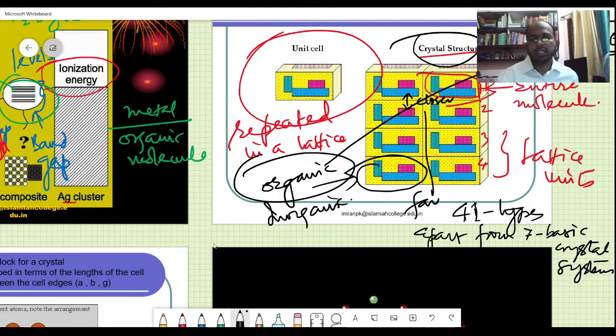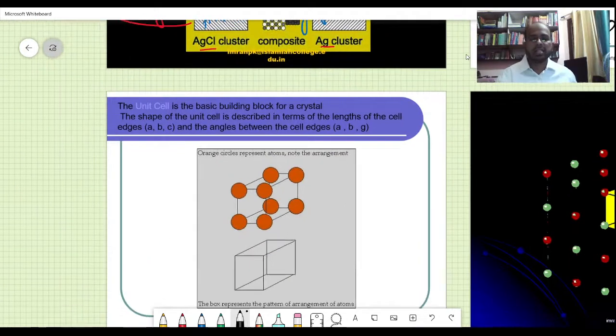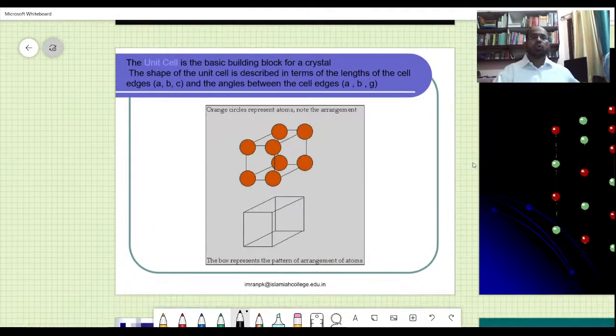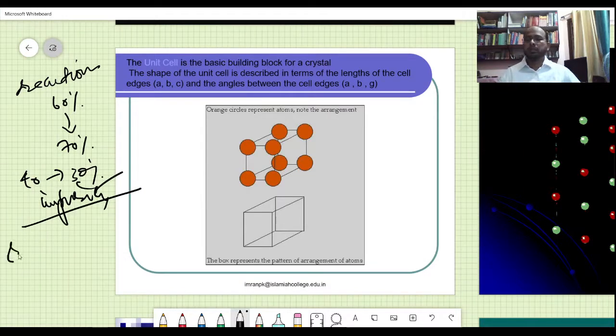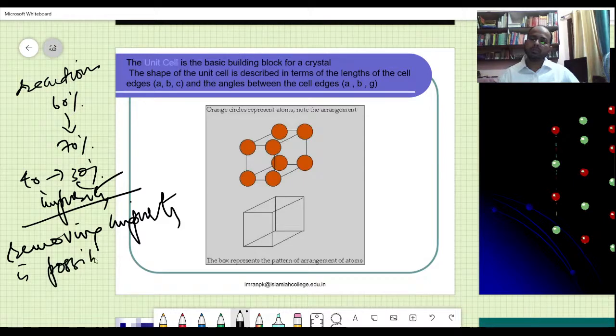And this is what they deal with at the crystal growth center. Remember, it is a challenging thing to grow the purest form of the substance from an impure substance, because in almost all reactions you get only 60 to 70% of the product, and then 40 to 30% is impurity. Removing impurity is possible only through growth of crystal.